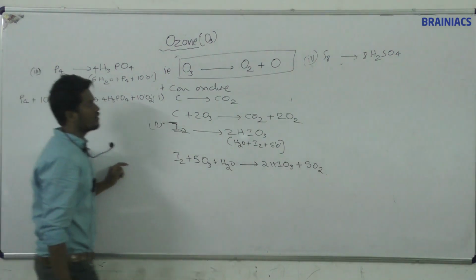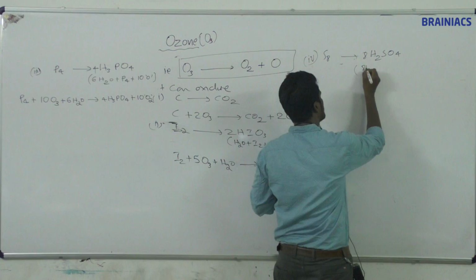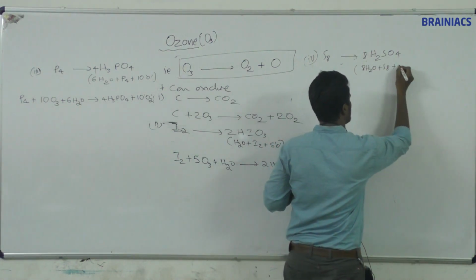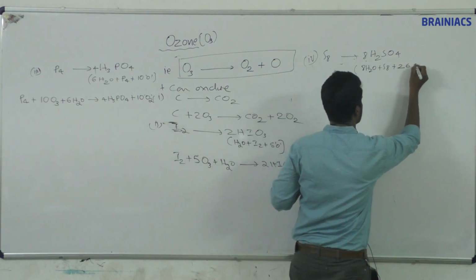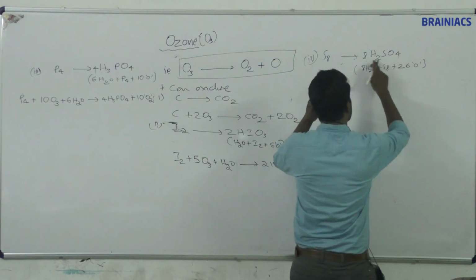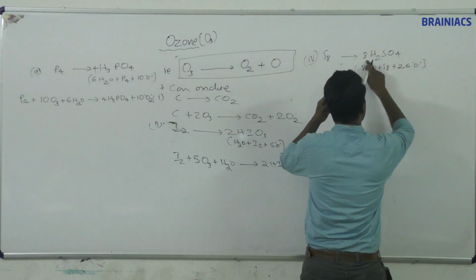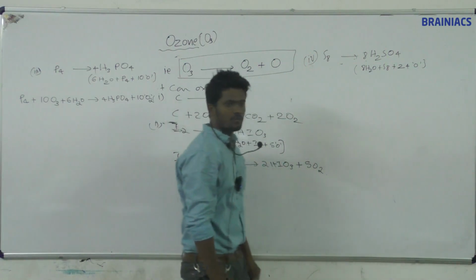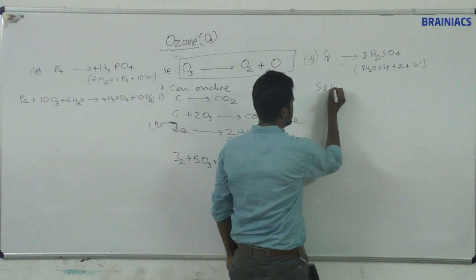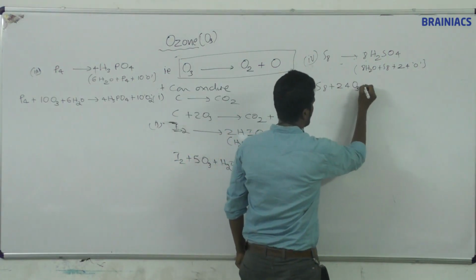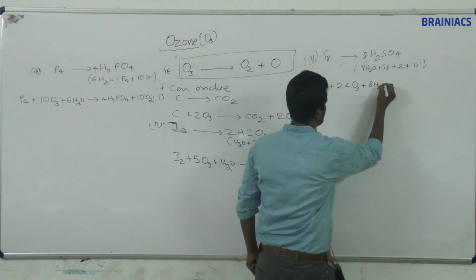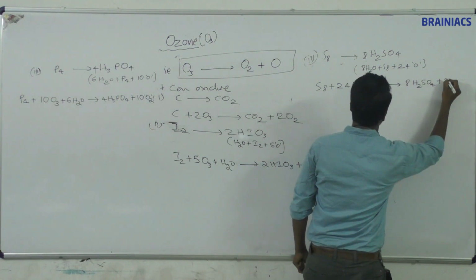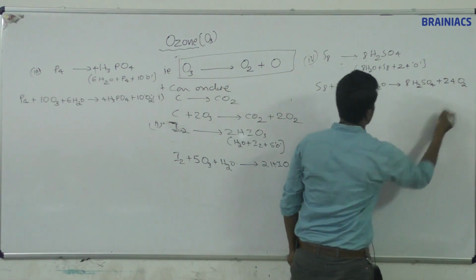And here also, S8. So how many water? 8H2O plus S8 plus 24 O3 gives 8H2SO4 plus 24 O2.